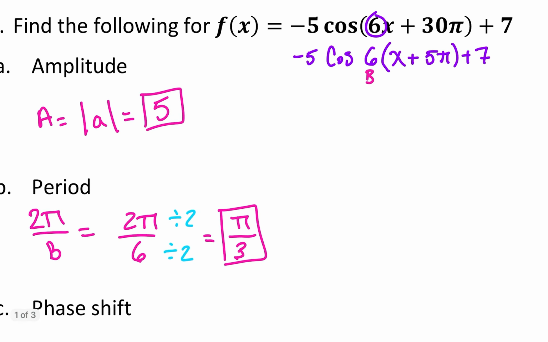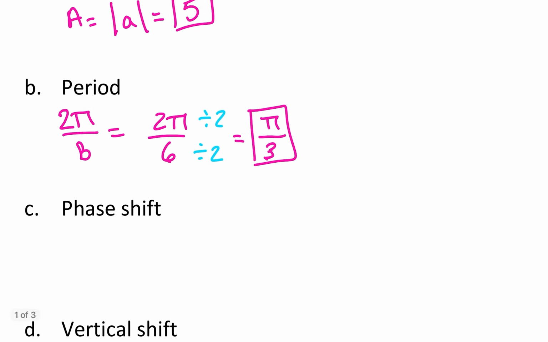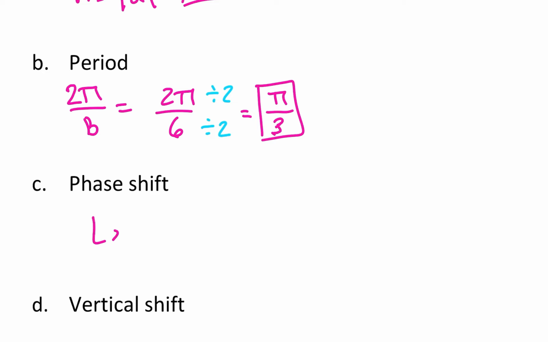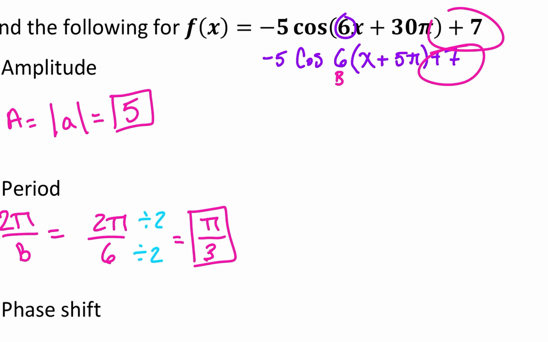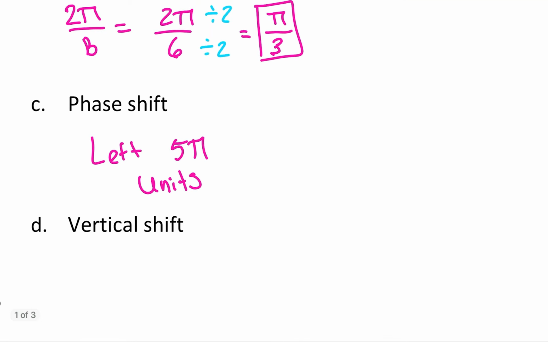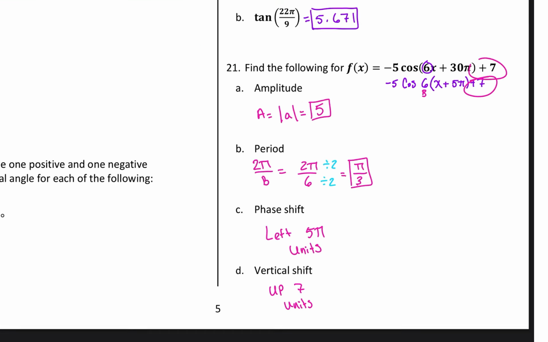The phase shift represents that left and right movement. In this case, we can see that left and right movement is going to be right here after we factor. Don't put left 30 pi or you'll get it wrong. We want to look here. Positive means we go to the left and then 5 pi units. So I'm going to put left 5 pi units. And then vertical shift is our up and down. In this case, I've got this plus 7 at the end in either problem. So we're going up 7 units for our vertical shift.